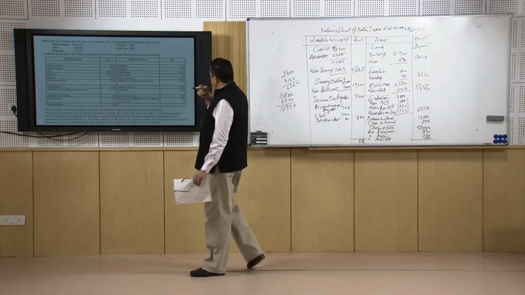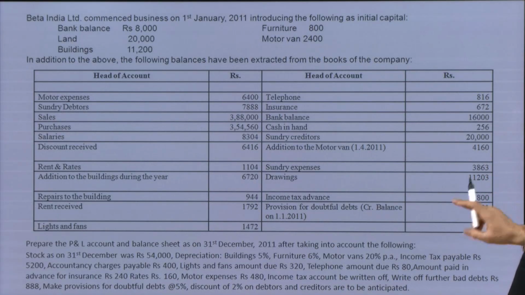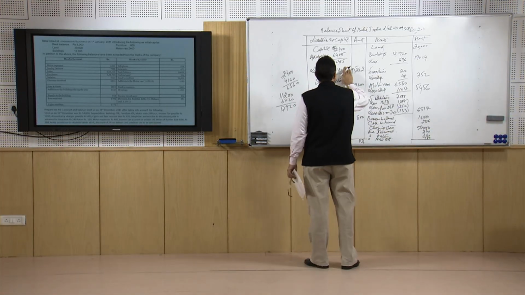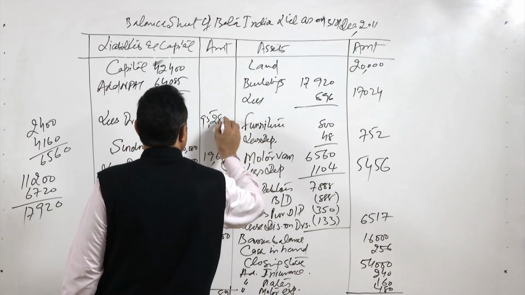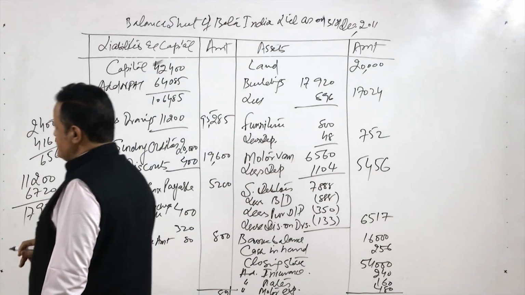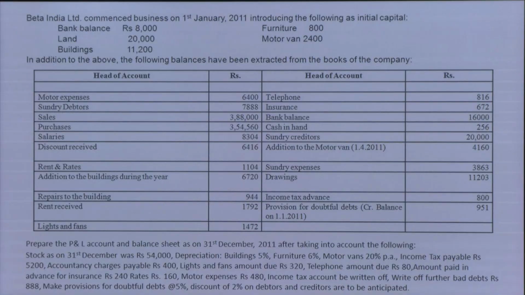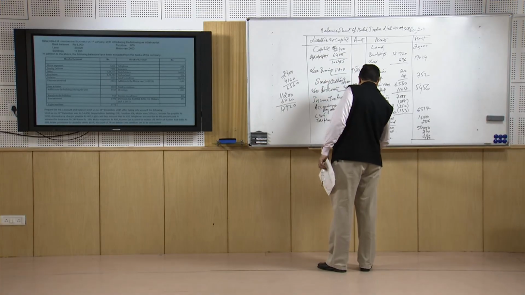And if you talk about this figure of the drawings which is given here, we will have to correct one thing here: it is not 11,203, but it is 11,200. So we will have to make this correction, then the balance sheet will be telling. It is 11,200, not 11,203. If you make this correction here, it is going to be now 5.